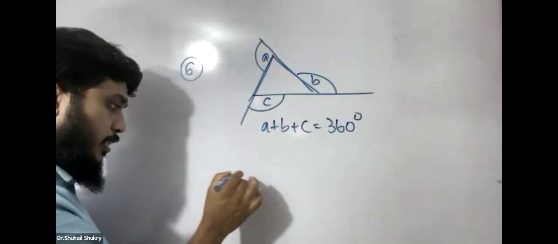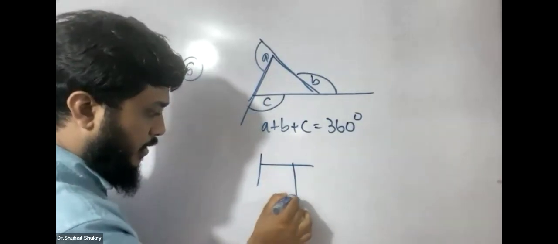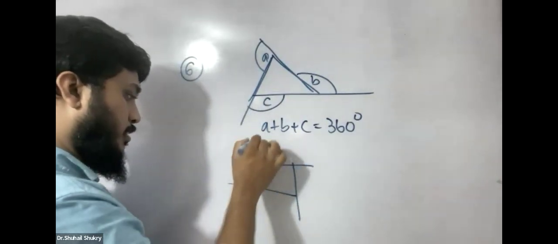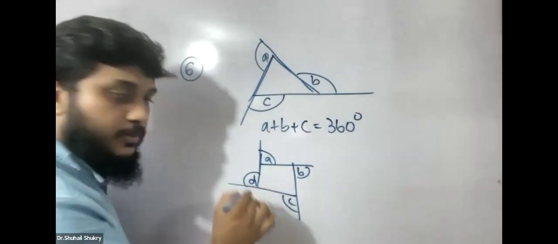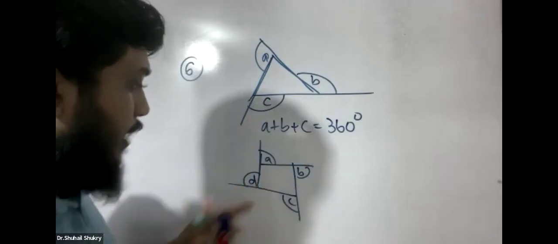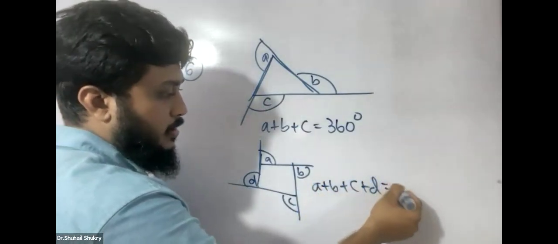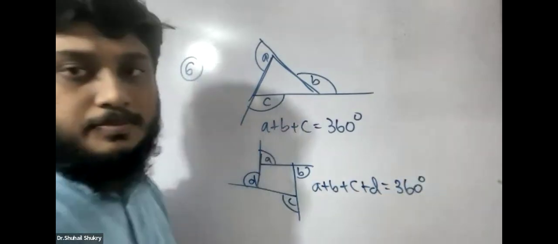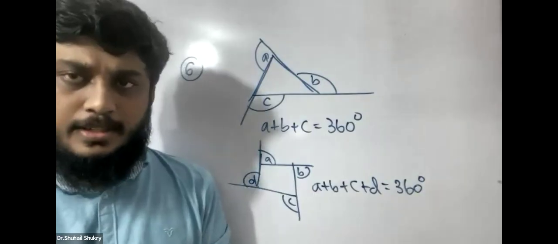If you take a quadrilateral like this, with A, B, C, D, and add all these 4, A plus B plus C plus D, that is equal to 360 degrees. In a quadrilateral also, the sum of the exterior angles is 360 degrees.